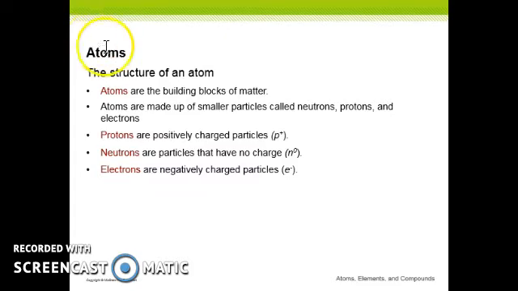So our first heading, atoms. The structure of an atom. Atoms are the building blocks of matter. They're made up of smaller particles called neutrons, protons, and electrons. Protons are positively charged. Neutrons are neutral. Electrons are negatively charged.